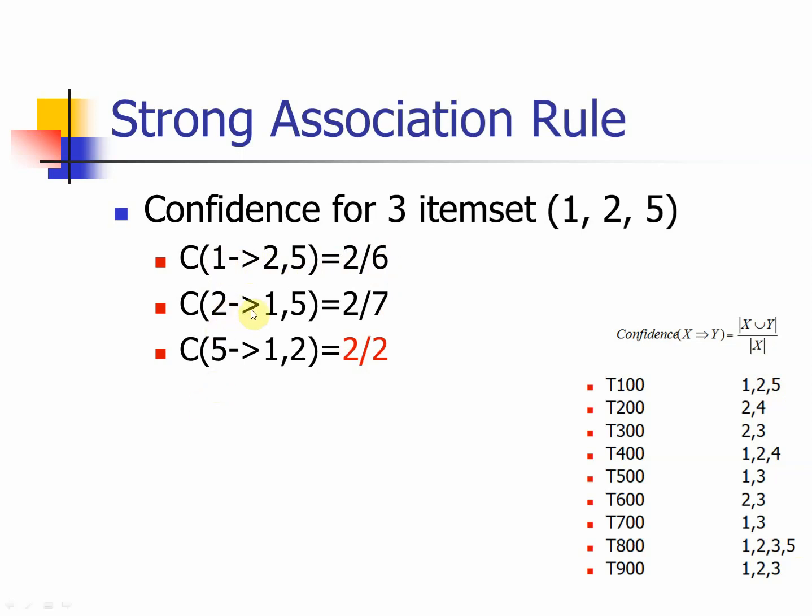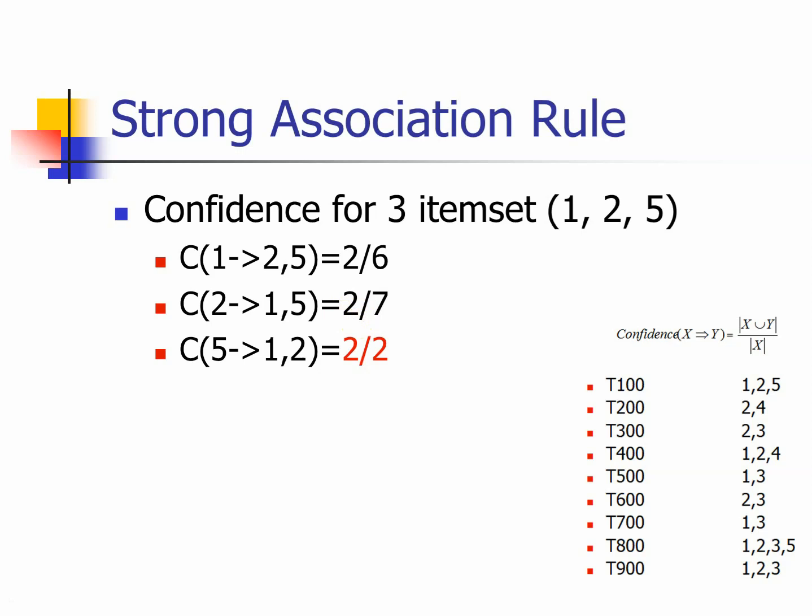Similar things from 2 to 1 and 5. 2 occurs 7 times. That's the number of times of the precedent. And then 2 times that occurs all of them together. So this is obviously not passing our minimum confidence either.